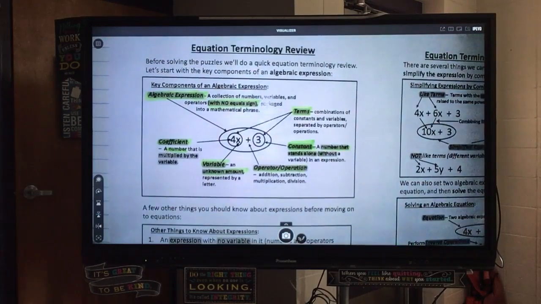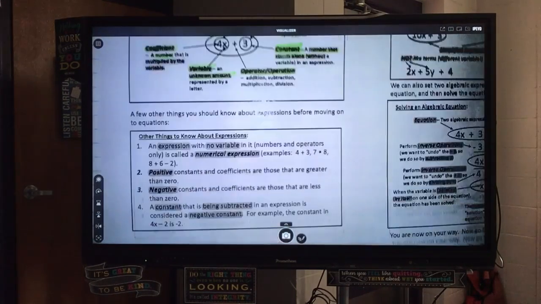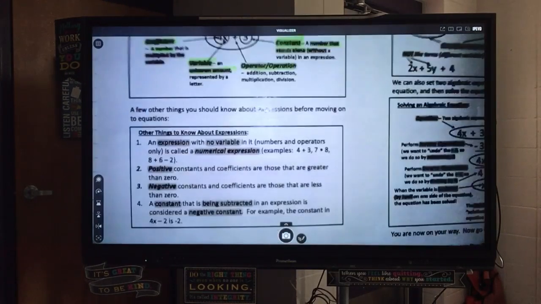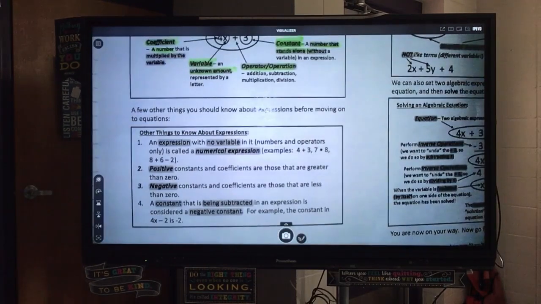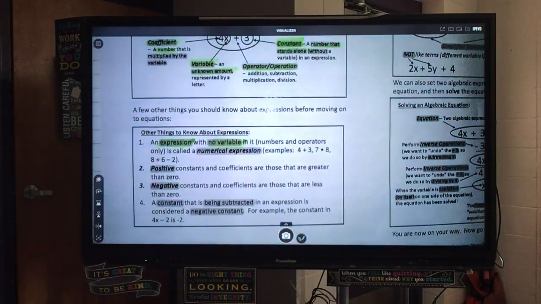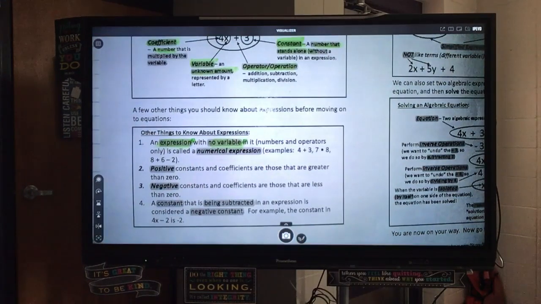All right, questions? Questions about any of that information? Slide down to the bottom part. A few other things that you should know about expressions before moving on to equations. Other things to know. An expression with no variable. Raise your hand and tell me what is a variable. What does variable mean? Christian? A letter that represents a number. A number that we know or a number that we don't know? A number that we don't.